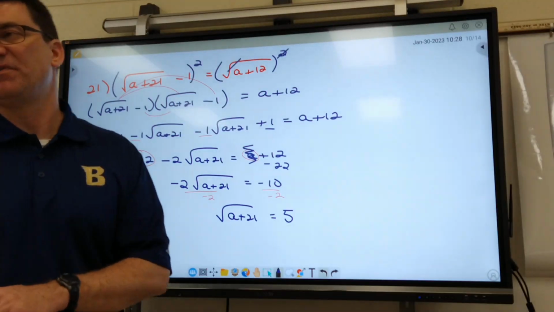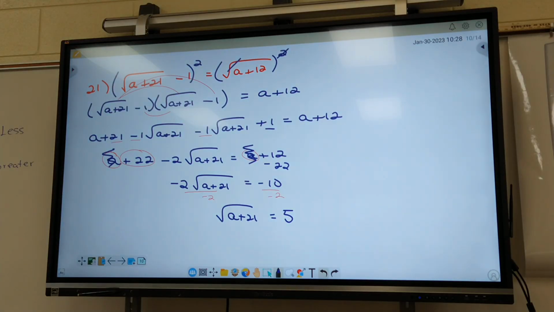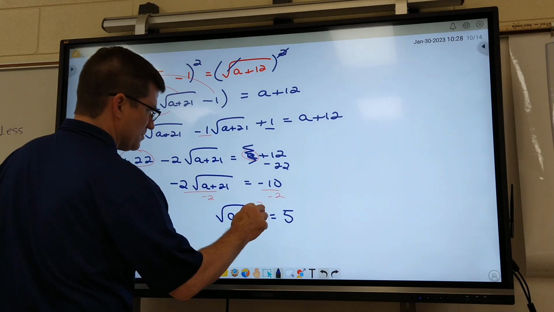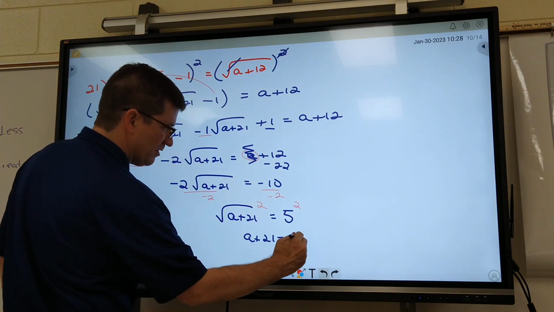And I'll bet y'all can finish it from here. Now you square both sides. I think we've done this problem before. I think I remember this one from last week. Harlan, what you got? Harlan got 4, is that right? Square and square gives me A plus 21 equals 25.